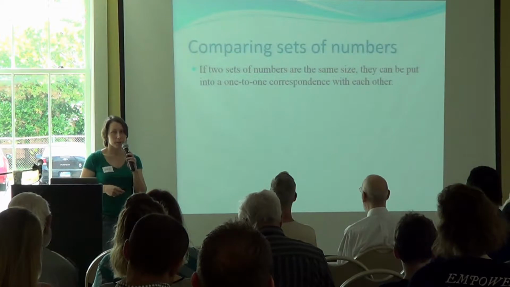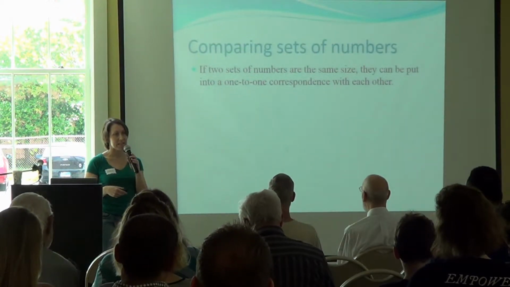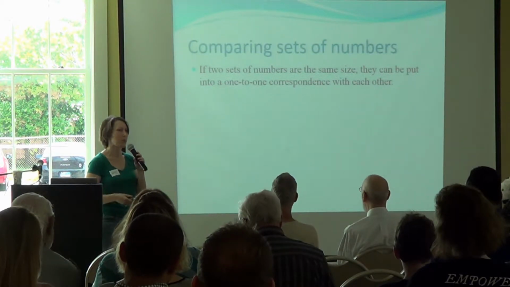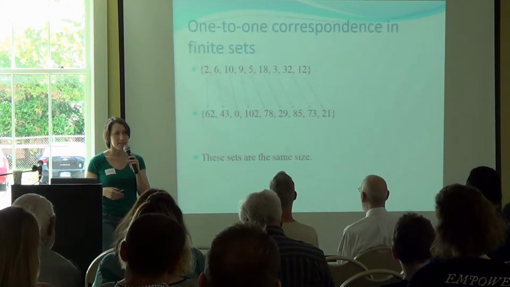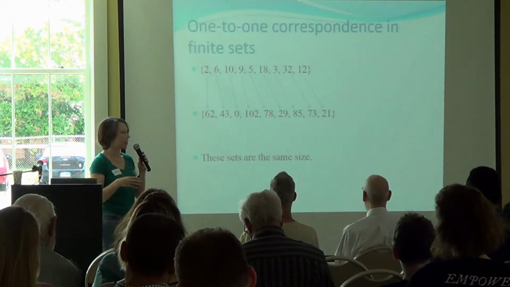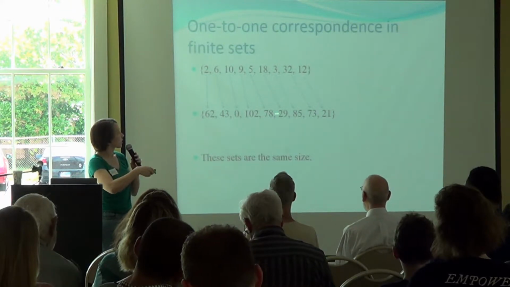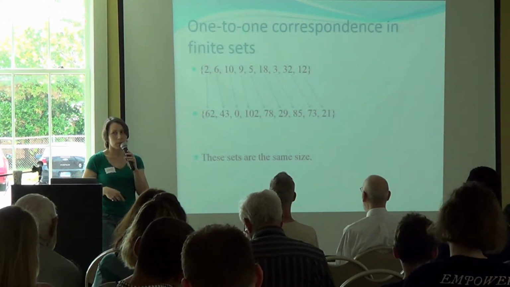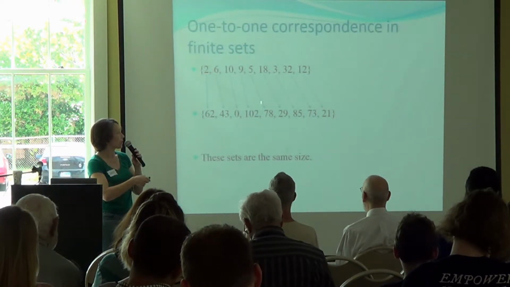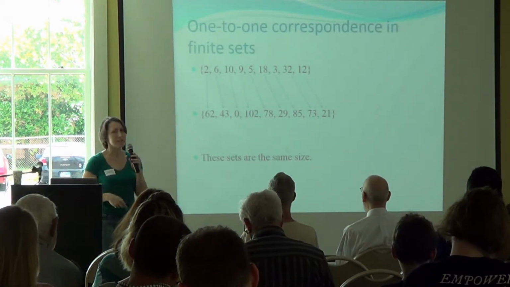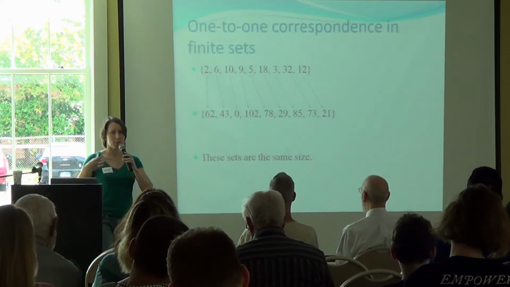So let's talk about how you compare sets of numbers. If two sets of numbers are the same size, they can be put into a one-to-one correspondence with each other. When we're talking about a finite set, this makes a lot of sense. Your set only has so many elements in it. So we have one finite set up here, another one down here. To put them into a one-to-one correspondence, we'll just map one element to one element in the set. There's 9 elements in the first set, there's 9 elements in the second set. They're the same size. They both have 9 elements.